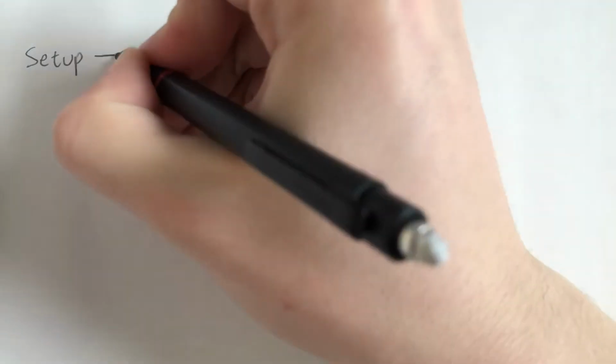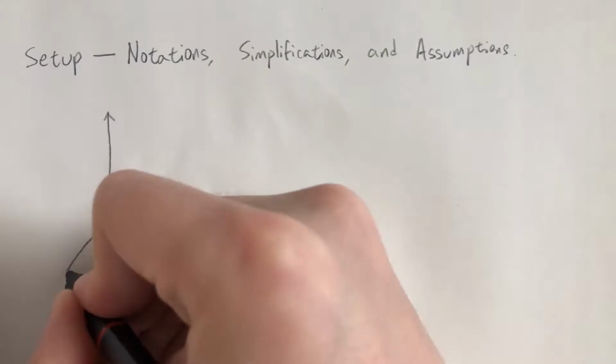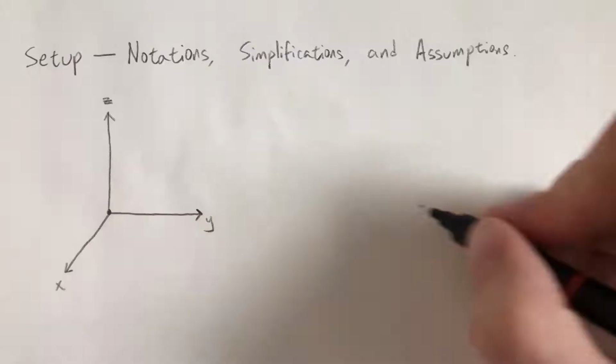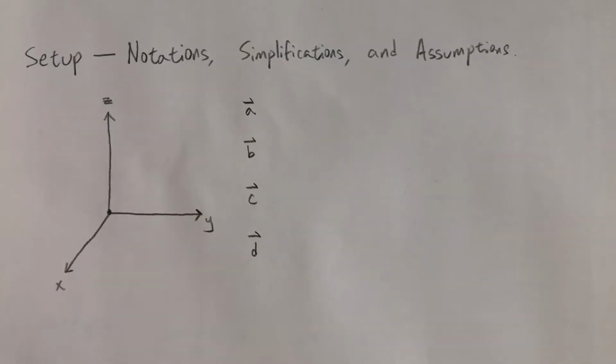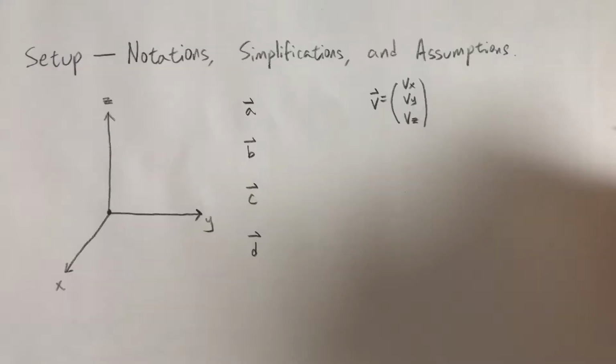Before we begin, let's define the mathematical notations and outline some simplifications and assumptions we'll be making. We will use a Cartesian coordinate system in 3-dimensional space, with the origin representing the central atom, and 4 vectors A, B, C, and D from the origin representing the positions of the 4 bonded groups. The vectors will be written in column vector form, with v sub x, v sub y, and v sub z being the x, y, and z components of vector v respectively.